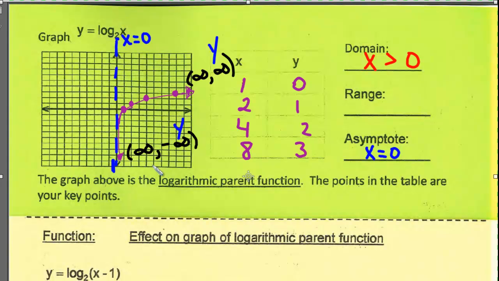When we look for the range, remember we're looking for the y values. In this case, the y values are going from negative infinity to positive infinity. So the range is all real numbers.